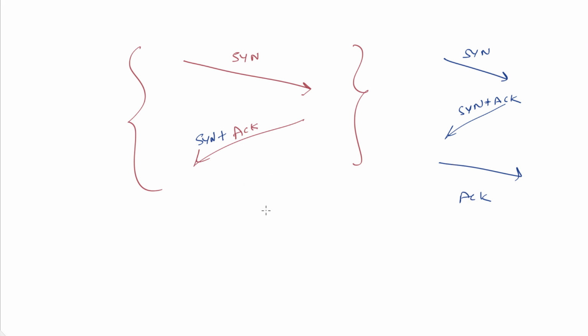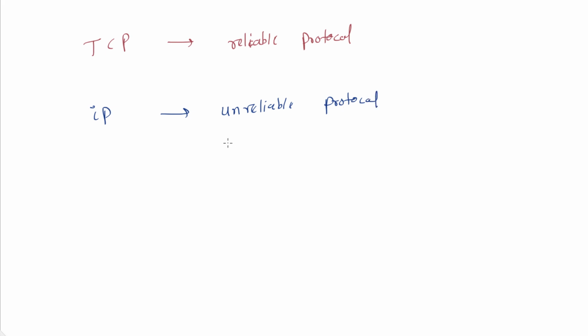Now I have another question. This question is very interesting, and you may find it a bit confusing also. My question is that TCP is a reliable protocol, right? TCP is connection oriented, reliable, everything is there in TCP. And IP is an unreliable protocol. Now my question is: how can TCP be a reliable protocol when it is using the service of IP, which is itself an unreliable protocol?